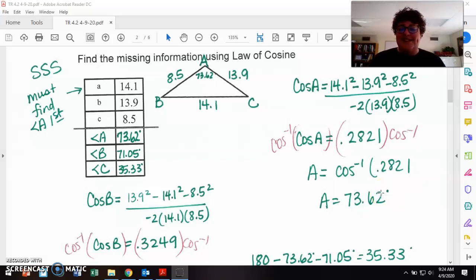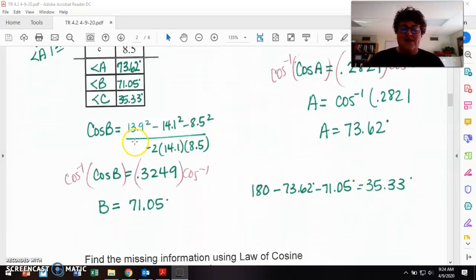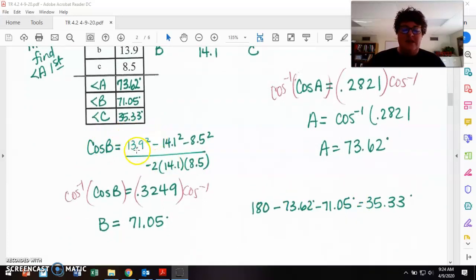I personally still like the law of cosines, so I went ahead and did, just for practice, the law of cosines again. So here, cosine B, so finding angle B, so B squared minus A squared minus C squared over negative 2AC. And again, take the inverse. You should get 71.05. Now, we're doing both inverse sine and inverse cosine, so make sure that you're paying attention to which inverse you're using here, if you're switching back and forth. Once you find your two angles, you are welcome to subtract from 180.